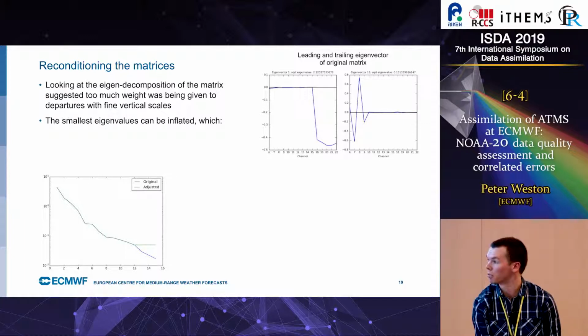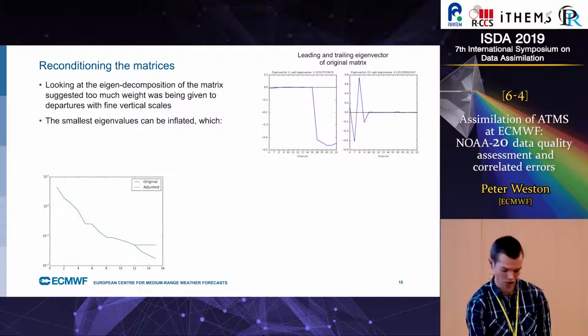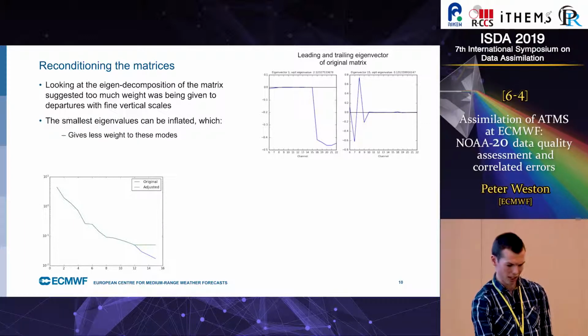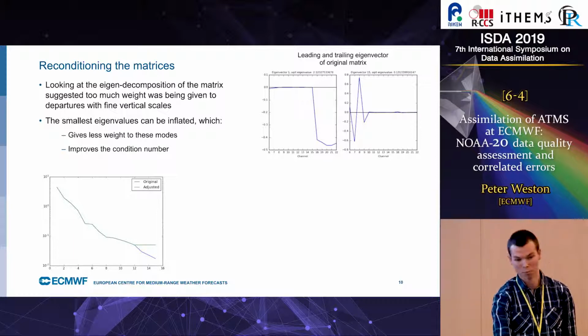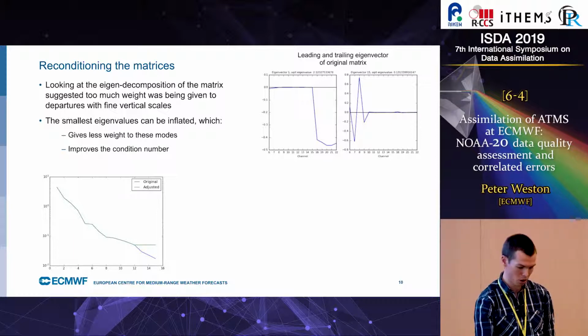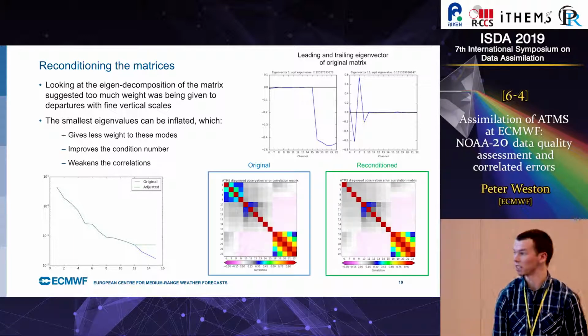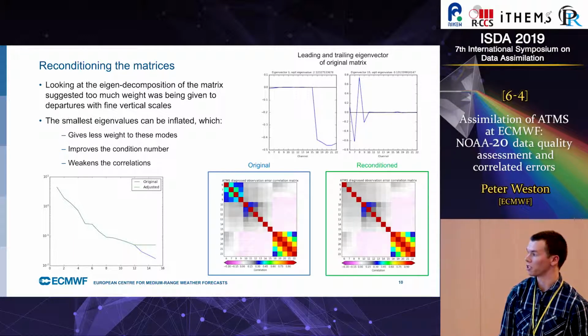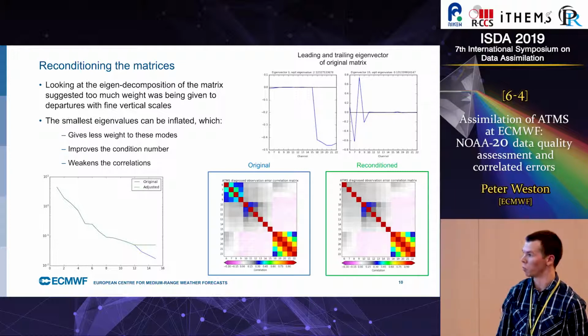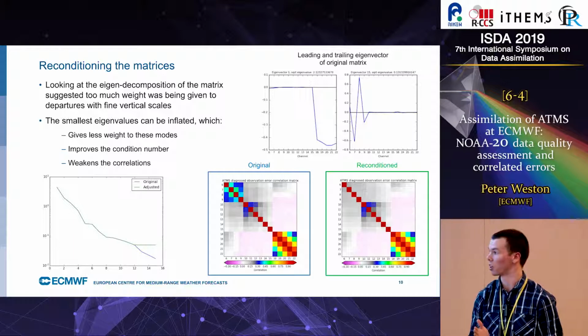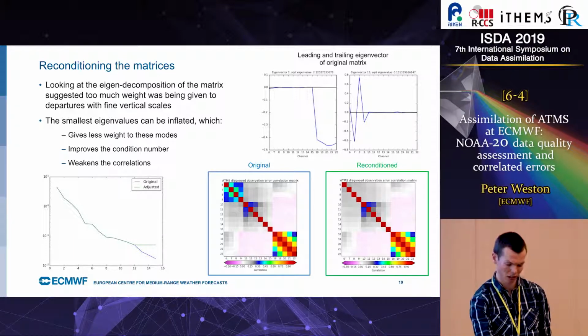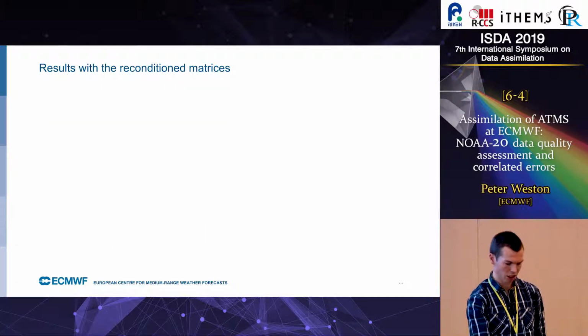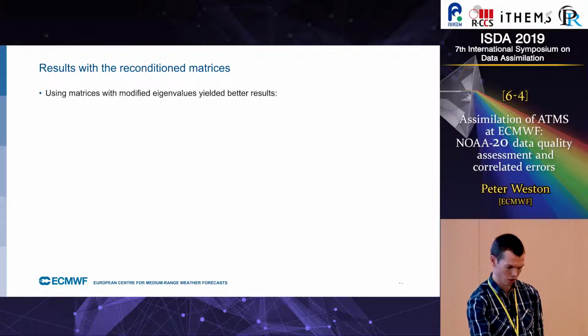In blue is the original eigenvalues, and in green is the adjusted eigenvalues. This gives less weight to these modes. It also improves the condition number as a byproduct, although that's not our main motivation here. The other thing it does is it quite significantly weakens the correlations, which you might think is a problem: the whole point of us doing this is to add the correlations in, so we might be destroying quite a lot of the benefit. But interestingly, when I go to the next slide and look at the results using these reconditioned matrices, it's not quite as simple as just destroying all the impact.